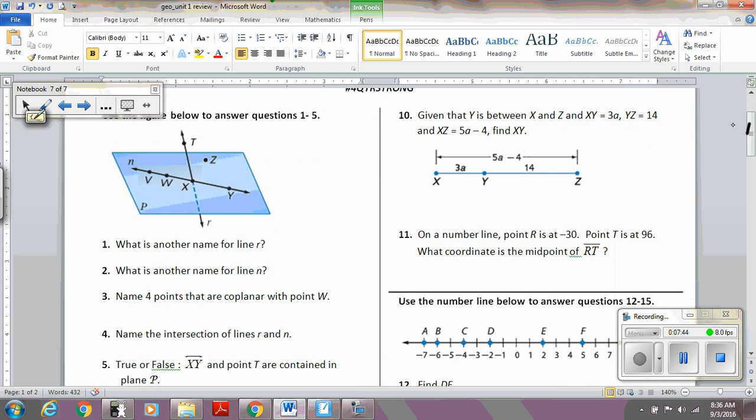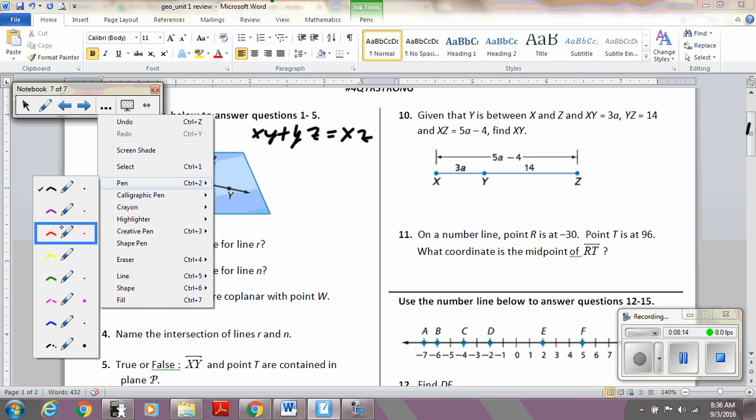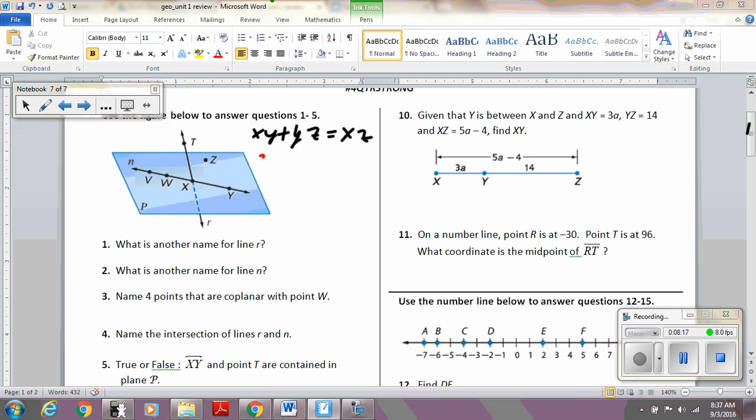Number 10 says that given that y is between x and z, and xy is 3a, yz is 14, and xz is 5a minus 4, find xy. So again, this is segment addition, where we know that xy plus yz is equal to xz. So now you can substitute with the algebraic expressions. Xy was 3a, yz was 14, and xz was 5a minus 4.